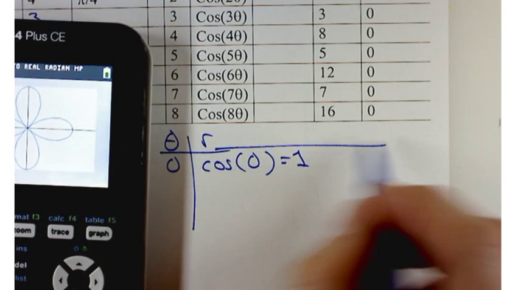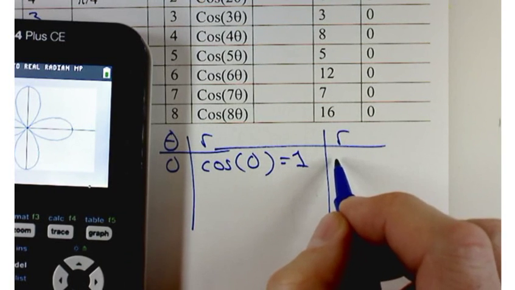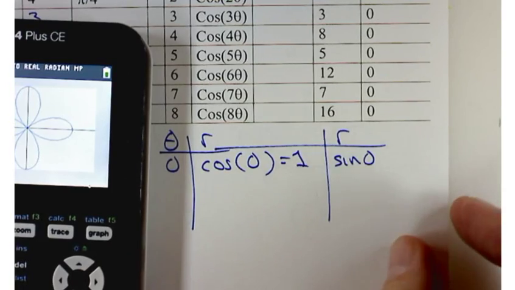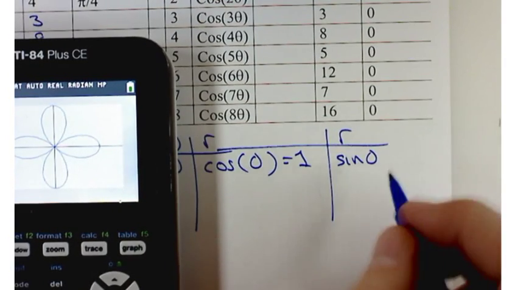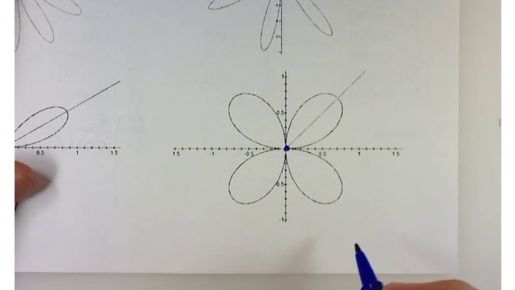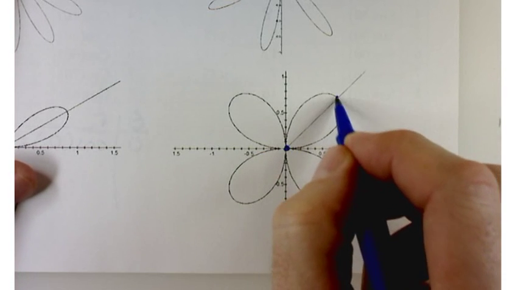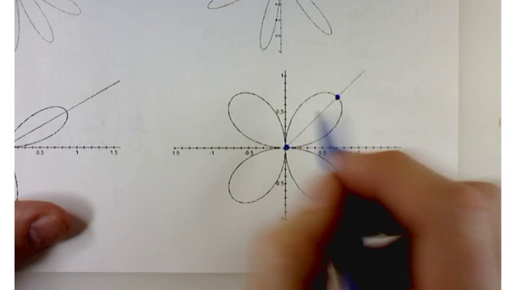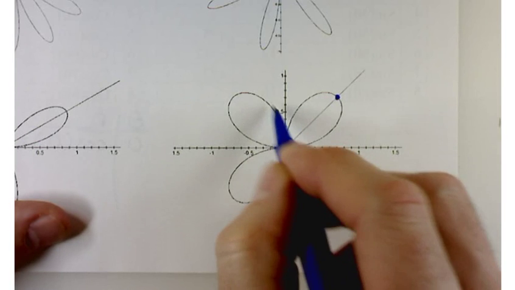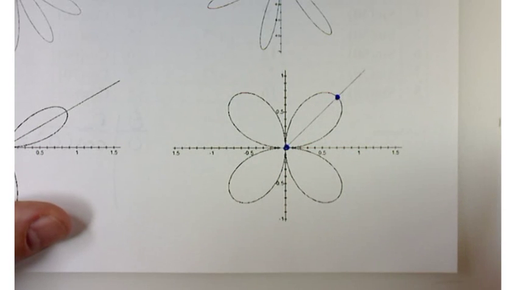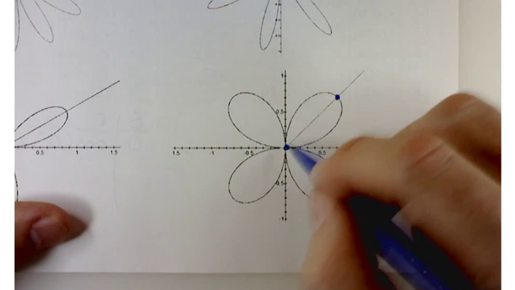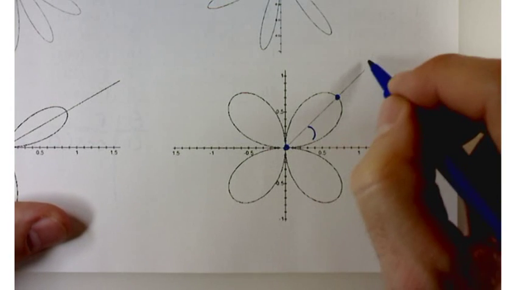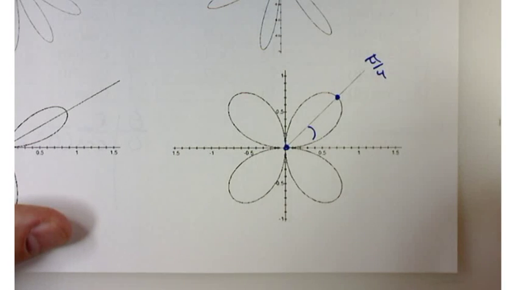What if I had the sine instead of the cosine? What's the sine of 0? Sine of 0 is going to be 0. So your sine graphs are going to start out right here at the origin, and then they're going to loop out. This maximum point is going to be when you evaluate the sine of 90 degrees or the sine of pi over 2. Then it's going to loop back in, and then out and in and out, etc. This axis of symmetry, in this case, is at pi over 4.